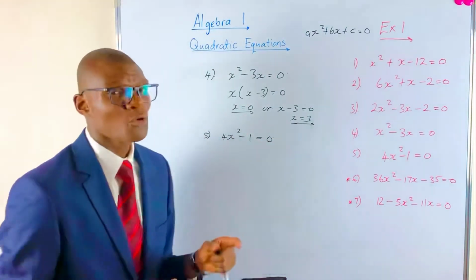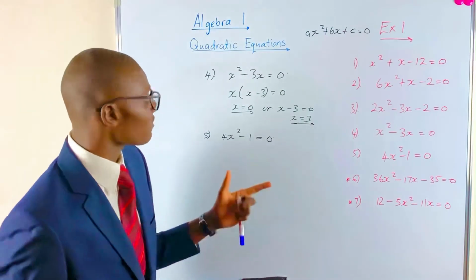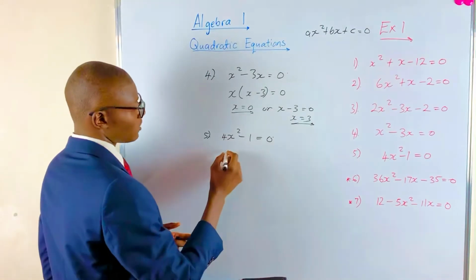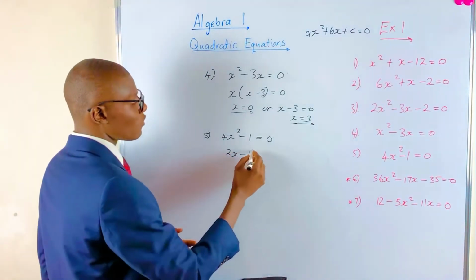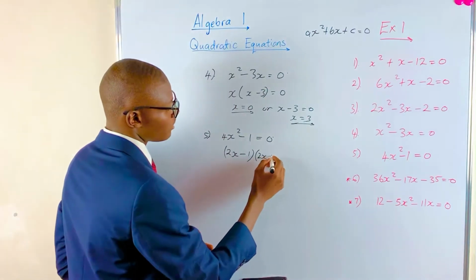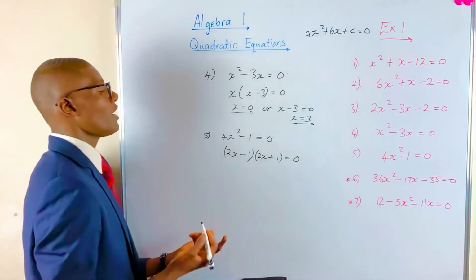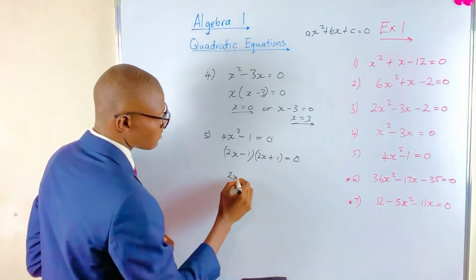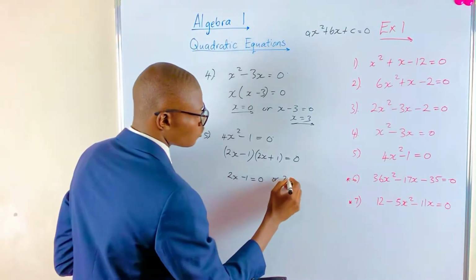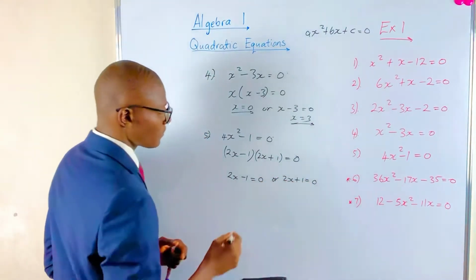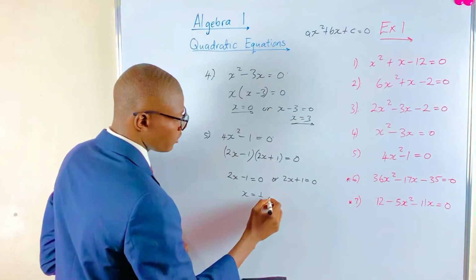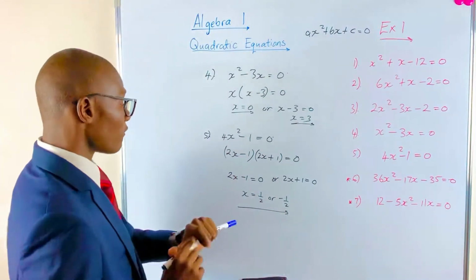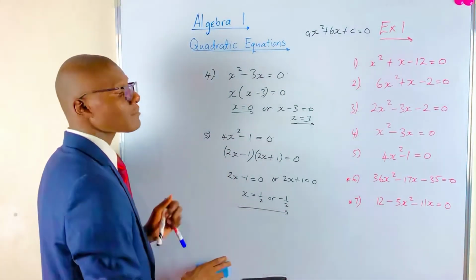So now for this number 5, what we should see is that this is the difference of two squares. Because we know that the square root of 4x squared is 2x, then minus the square root of 1 is 1. So we've got 2x minus 1, then 2x plus 1 being equal to 0. And then we say either this would be equal to 0 or that would be equal to 0. So 2x minus 1 is equal to 0, or 2x plus 1 is equal to 0. Such that x would be 1 over 2 or minus 1 over 2. So these are the solutions that we get for number 5. Now let's move on to look at number 6 and number 7.